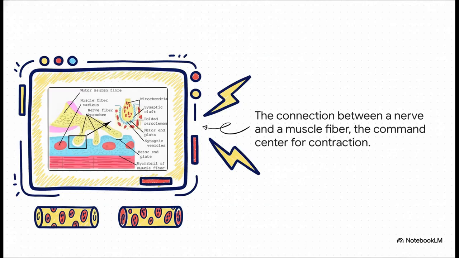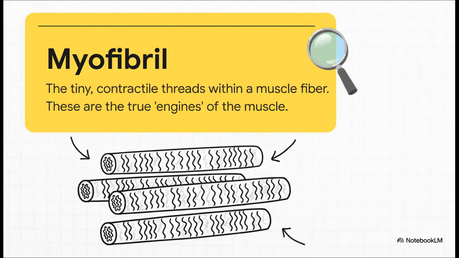And right here, this is where all the action happens. This image shows the junction where a nerve connects to the muscle fiber. It's the command center. And inside that fiber, well, that's where we find the real engines of movement. And those engines are called myofibrils. You can see them represented down here. These tiny, tiny contractile threads are just packed inside every muscle fiber. They are the true powerhouses, the microscopic machinery that's behind every single movement an animal makes.